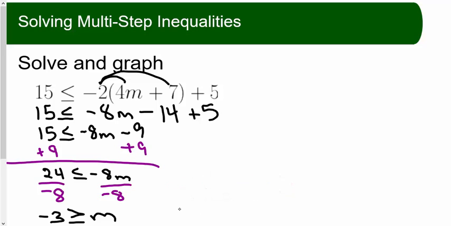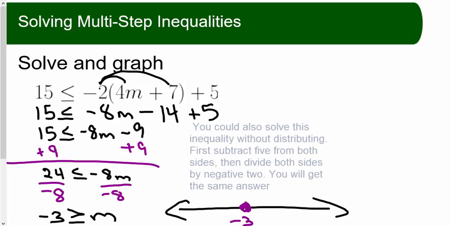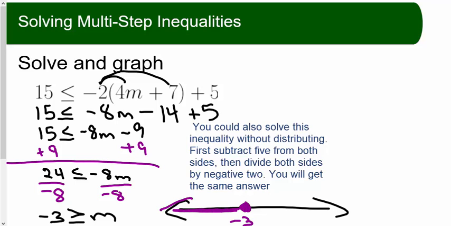And last but not least, I want to graph my inequality. Negative 3 is my boundary. Negative 3 is greater than or equal to m, so I want to fill in my boundary here. Now I want to think to myself, negative 3 is greater than or equal to what numbers? Oh, negative 3 is greater than or equal to all these numbers here that are to the left of negative 3.